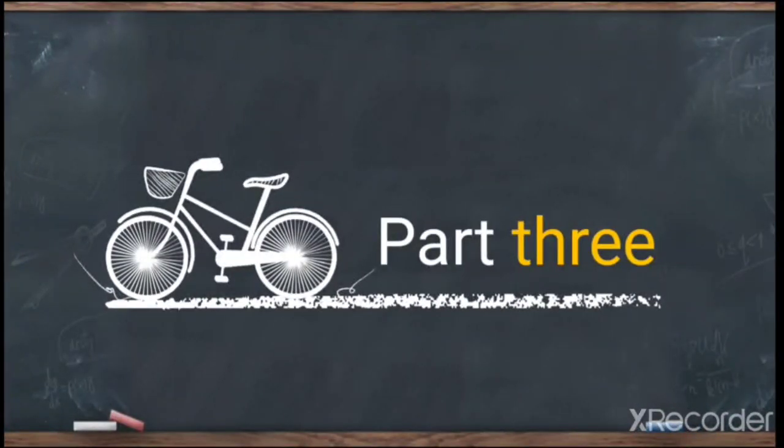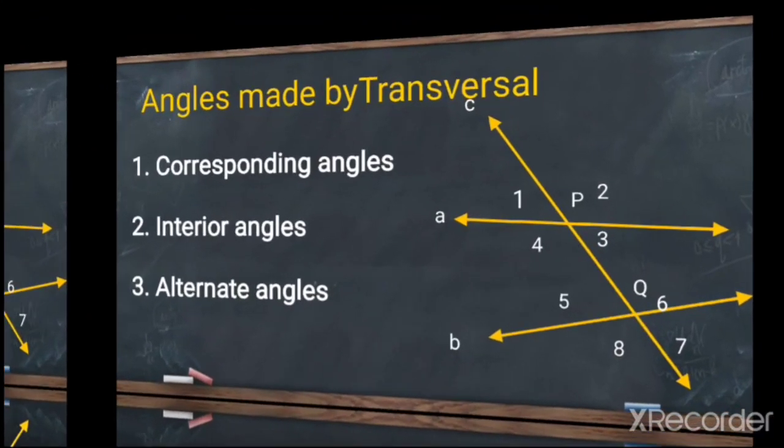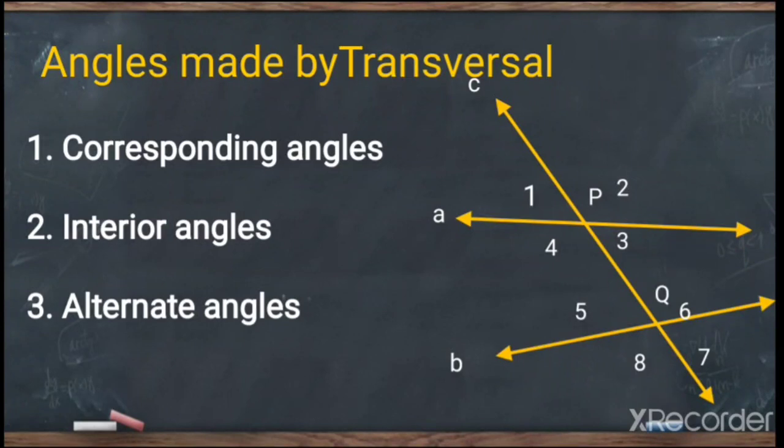Let's move to our third point, that is angles made by transversal. Here, due to this line C, four angles are made at point P and similarly at point Q also. So there are a total of 8 newly formed angles. Therefore, these angles are grouped into different pairs of angles. Let's see them. These pairs are: first, corresponding angles; second, interior angles; and third, alternate angles.